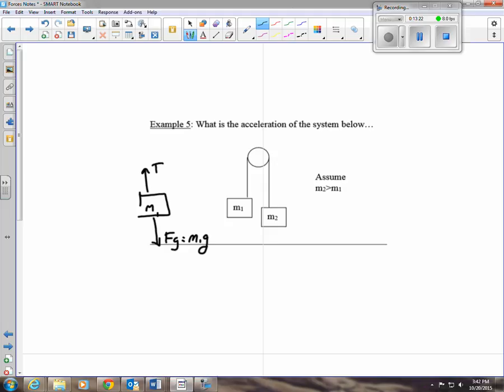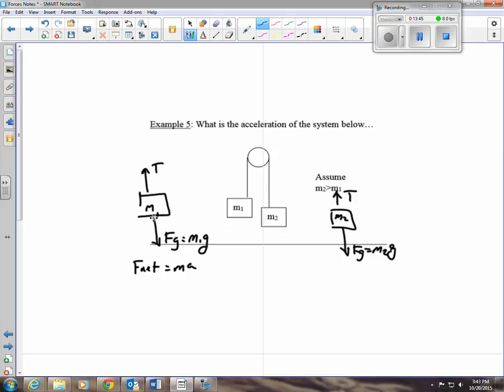Now my other block, I have M2. The force of gravity down on it is M2G. And I have the same string pulling up on it, so that's going to be T up that way. Neither of them is sitting on a surface, so there's no normal force. Now, I have to do my F-net equation for each one.